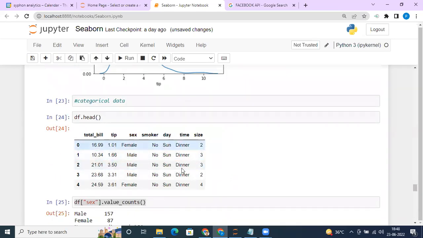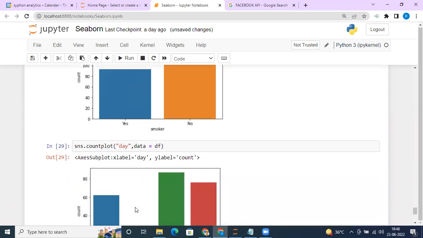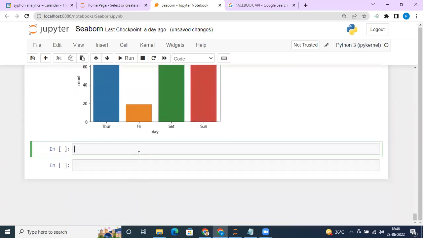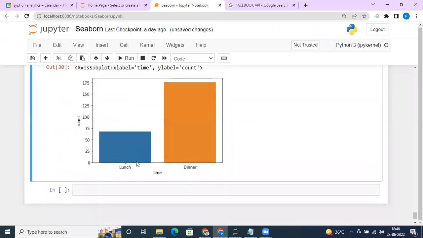I think time. Let me check time. Time means people came for lunch, breakfast, or dinner. I don't know if breakfast is there or not. So again, I'm copying, just changing it to time. Okay, so only two times are mentioned here: lunch and dinner. So most of the people visited at dinner time.